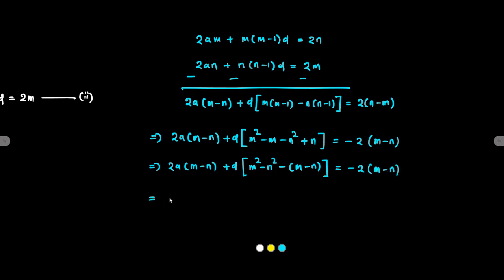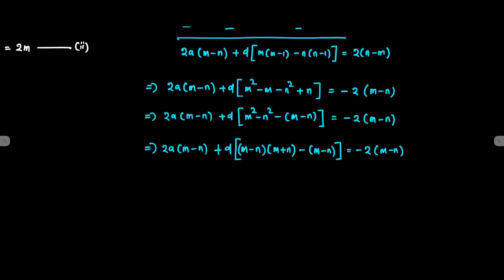So that implies 2a into m minus n plus d into, here we'll factorize it as m minus n into m plus n. A square minus b square is a plus b into a minus b. Then minus m minus n, that is equal to minus 2 into m minus n. So here throughout, m minus n we can take common.